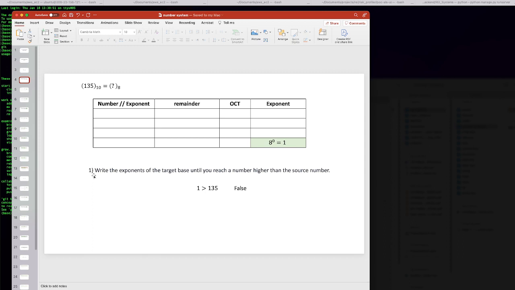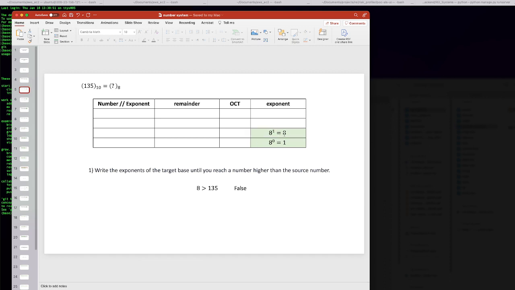So at the first step, write the exponent of the target base until you reach a number higher than the source number. Okay, so 8 to the power of 0 is 1. So we will keep doing this comparison in order till we get to the point that we see a true statement. So 1 is not greater than 135. So this is a false statement. So what we do, we go to the next step.